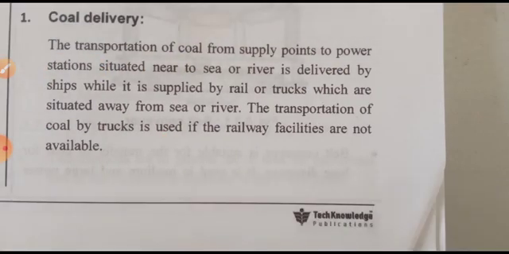Let's see coal delivery. The transport of coal from the supply point to a power station situated near the sea or a river is done by ships, while coal is supplied by rail or truck to stations situated away from the sea or river. The transportation of coal by truck is used if railway tracks are not available.